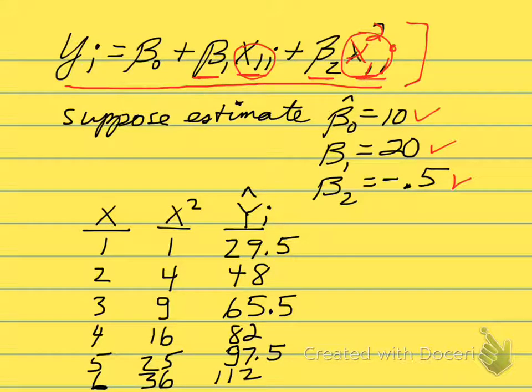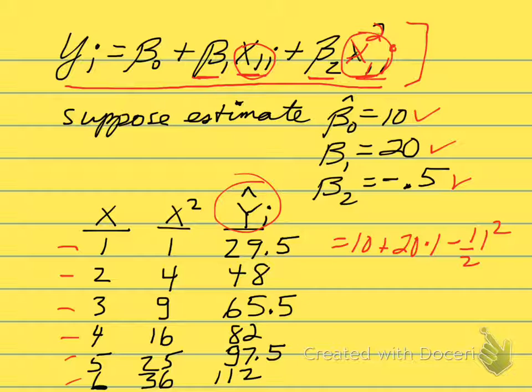minus 5. So then we could calculate for different levels of x, 1, 2, 3, 4, 5, 6, what would be our predicted level of y. So our predicted level of y is equal to 10 plus 20 times 1 minus 0.5, which is just a half, times 1 squared, which is just 1. So we have 30 minus a half times 1. So 30 minus a half is 29.5.